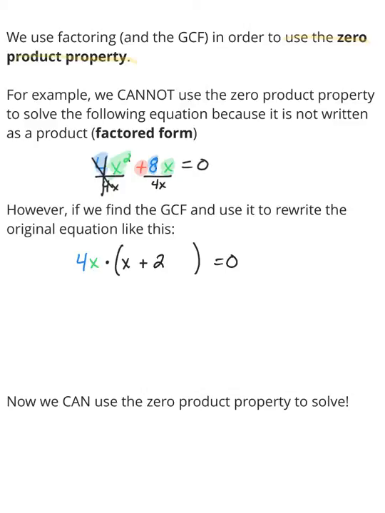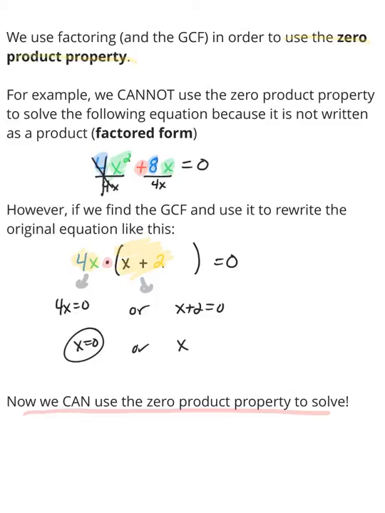So now I've successfully rewritten the original problem as a product of this thing, 4x, and this other thing, x plus 2. So now, as it says here, we can use the zero product property to solve. One of these things has to be equal to 0. So either 4x equals 0 or x plus 2 equals 0. So the answers could have been x is 0 or x could have been negative 2.